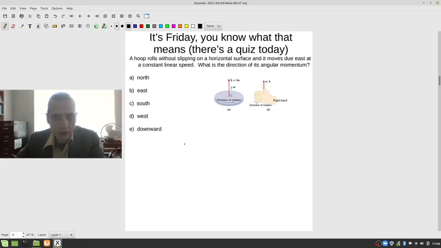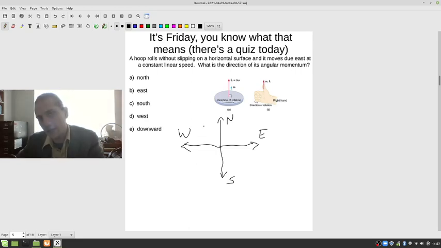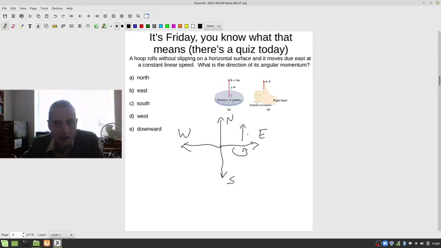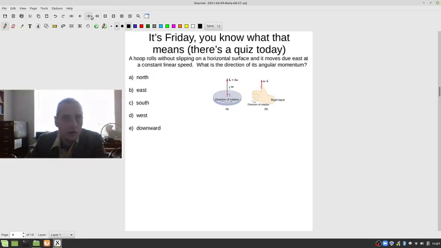Okay, and I think I gave you this one already, but it doesn't hurt for us to review it again. If we have north, east, south, and west, it says a hoop rolls without slipping on a horizontal surface as it moves due east at a constant linear speed. What's the direction of its angular momentum? Well, your wheel is going like this, and you need to take your hand and curl it around like this, and then your thumb is going to be pointing north. Okay, so the rolling is like this, and then this would be your direction of your angular momentum, pointing north.